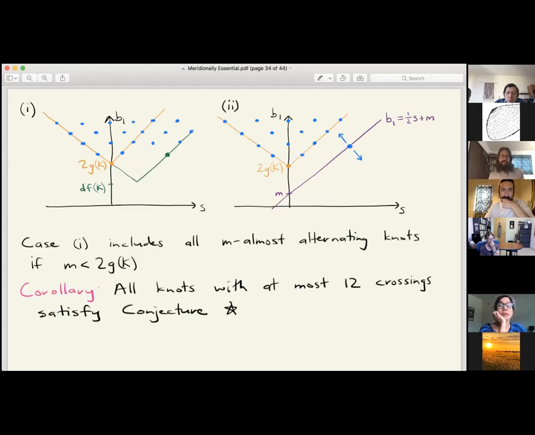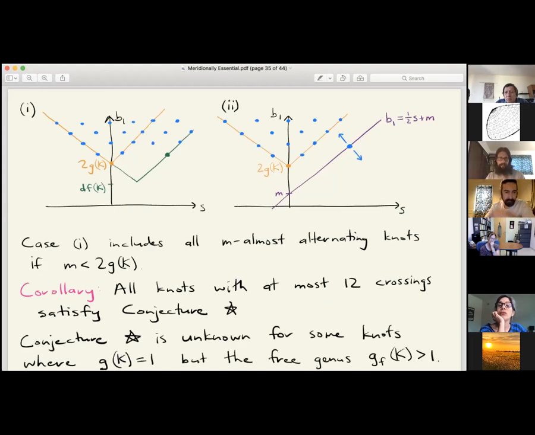So I think I mentioned that this defect includes all the ones that are almost alternating. In particular, this means that all knots with at most 12 crossings satisfy conjecture star. Okay, I can't go any further because KnotInfo only goes up to 12 crossings, but I think these techniques should be enough to push that a little bit further.